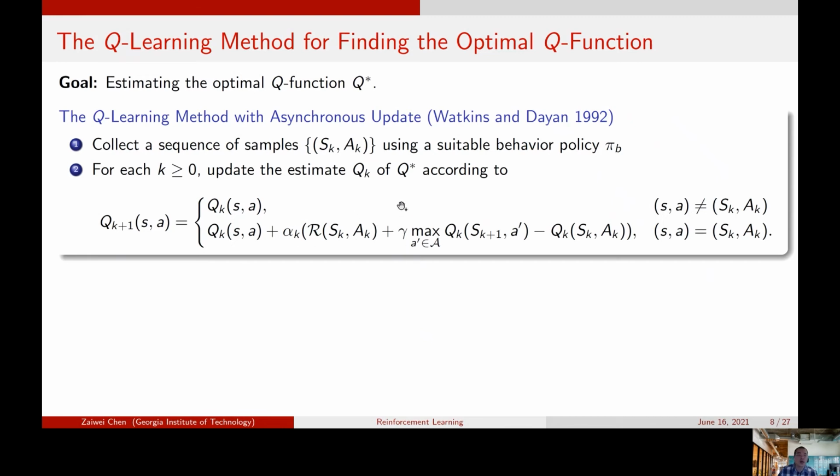So in each iteration, look at all the state action pairs. Let's focus on the state action pair that's encountered in the k-th step by the sample trajectory. And we only update the Q function at that state action pair. The update formula is here, which is similar to TD learning, as the amount of update is the difference between the left-hand side and the right-hand side of the Bellman equation for the Q function, where the expectation is replaced by a sample estimate. Since we only update one component of the vector valued iterate in one iteration, this algorithm is called asynchronous Q-learning.